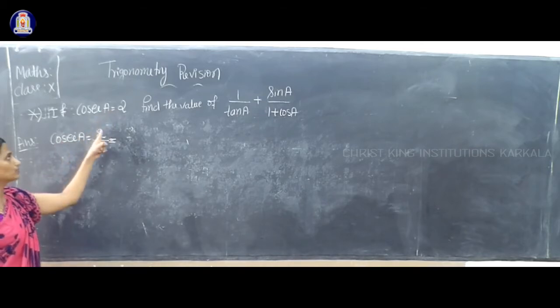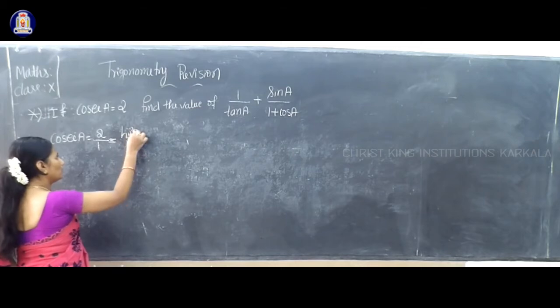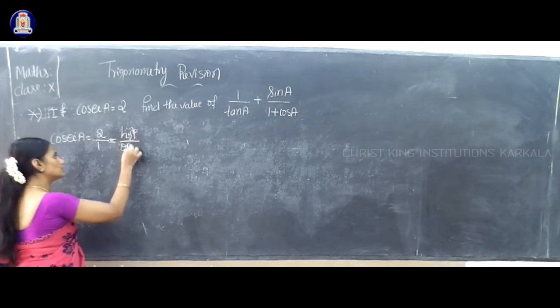Cosecant is 2, so we can write it as 2 by 1. So what is the definition of cosecant? Hypotenuse side divided by opposite side, right?